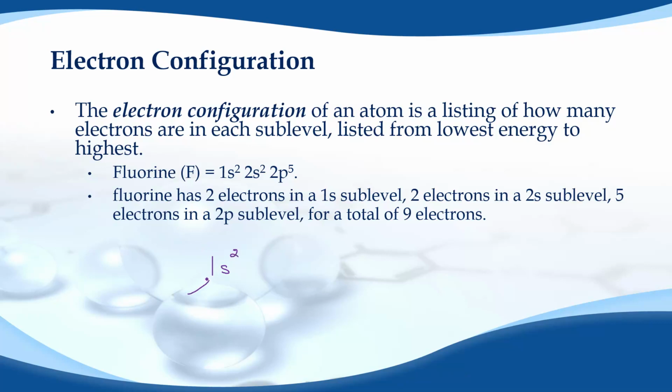Okay, so if we take fluorine, if we go back to our orbital diagram for fluorine, there are 2 electrons in the 1s sublevel, so I say 1s2. 2 electrons in the 2s sublevel, so 2s2. And then 5 electrons in the 2p sublevel, so 2p5.